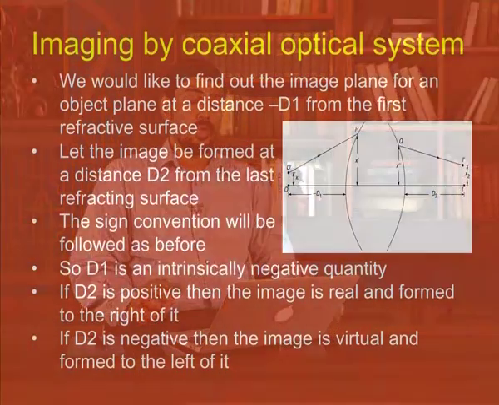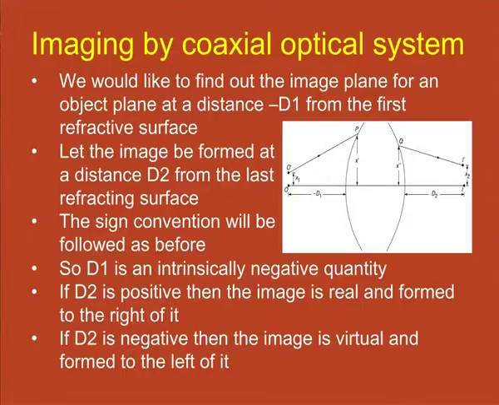Now that we have discussed the imaging by spherical surface, we are in a good position to discuss the image formed by a coaxial optical system. So, our next discussion is imaging by coaxial optical system. So, we would like to find out the image plane for an object plane at a distance minus d1 from the first refractive surface, and let the image be formed at a distance d2 from the last refracting surface.